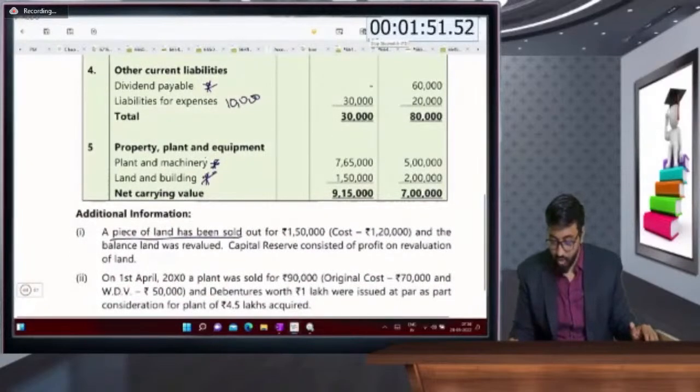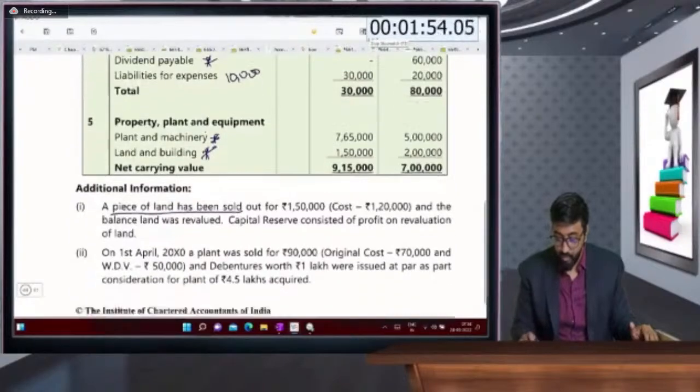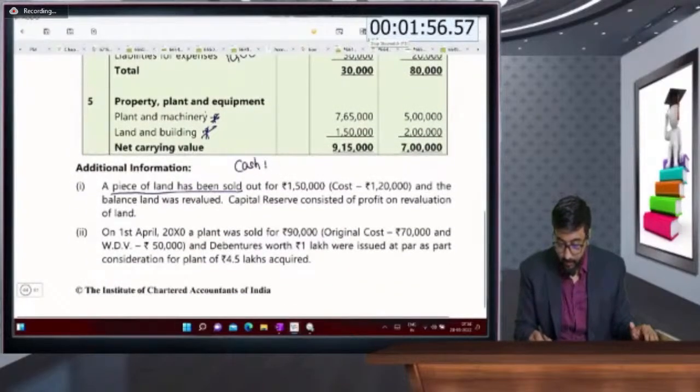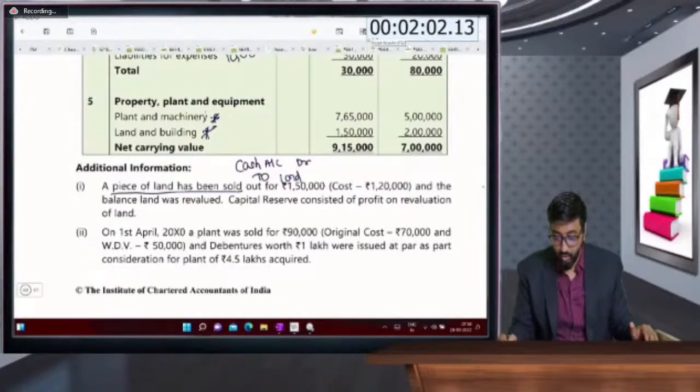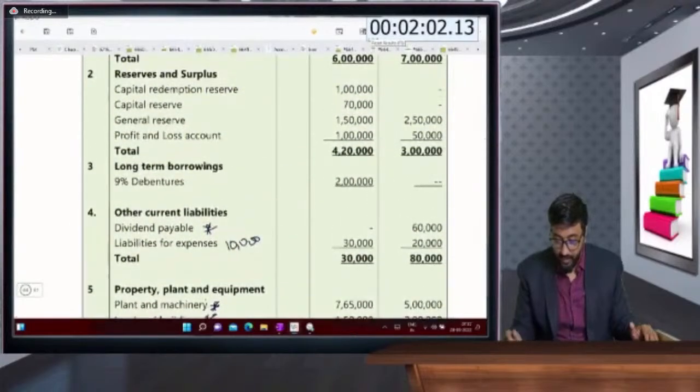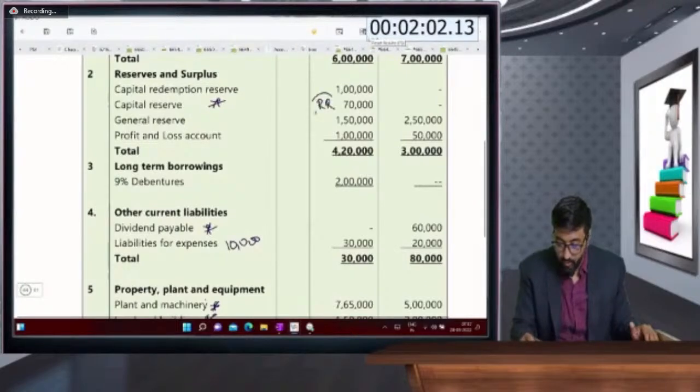Piece of land has been sold for 1,50,000. So what is the entry? Cash account debit. You can write the entry over here. Cash account debit to land account. Yes, I will stop this stopwatch because I'm giving you in writing. Cash account debit 150 to land 150, and capital reserve consists of profit on revaluation. Okay. So CR account we are going to open, that is a revaluation reserve account.